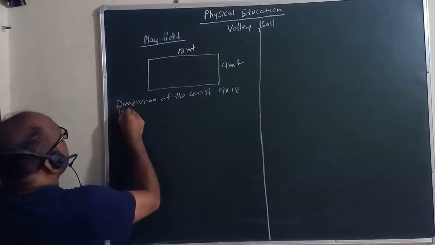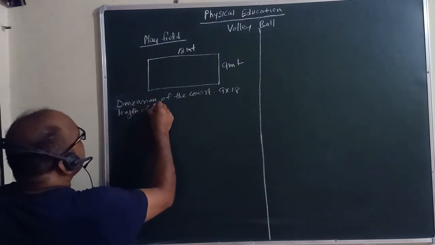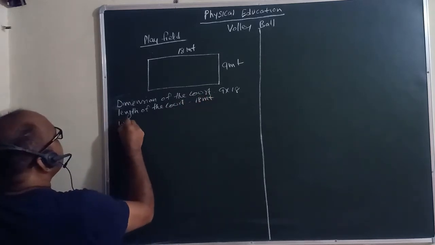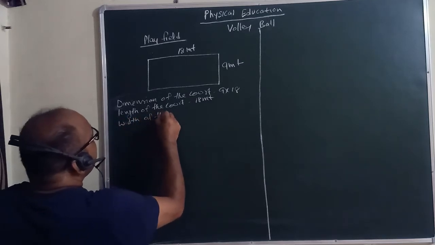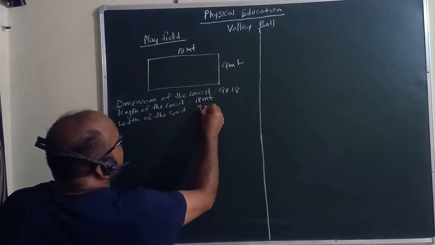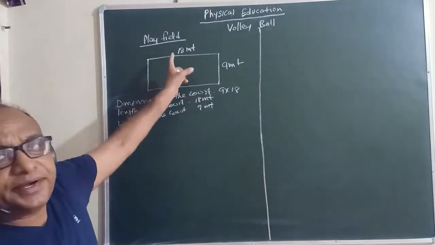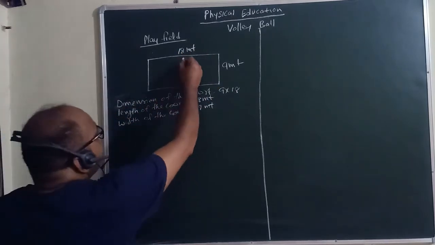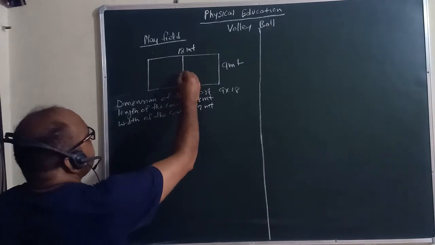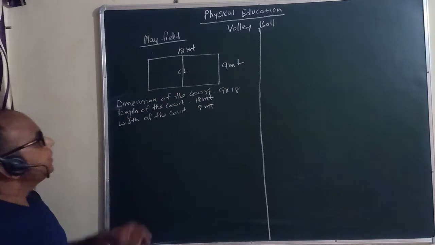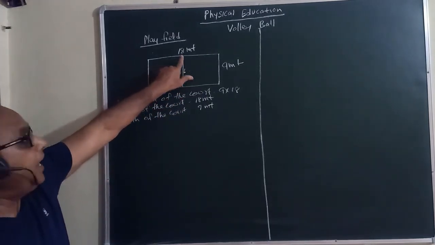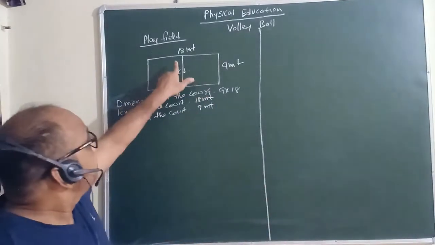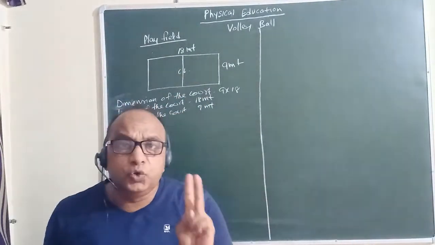So it means the length of the court is 18 meter and the width of the court is 9 meter. In the exam, you have to explain it like this. So this is your simple play field. Now, there is one center line. What is this? This line in the middle is called the center line. What is the meaning of center line? This line divides the court into two parts.